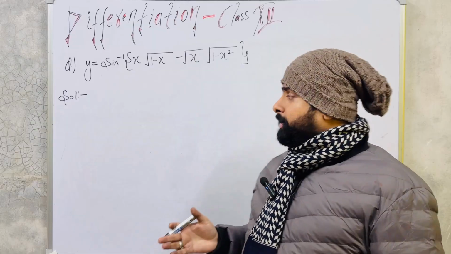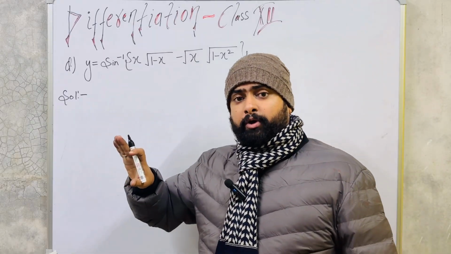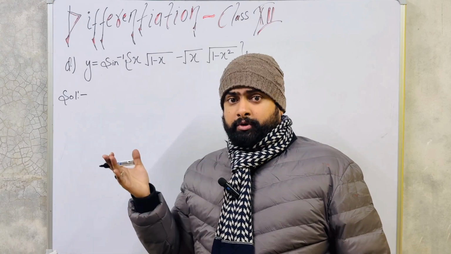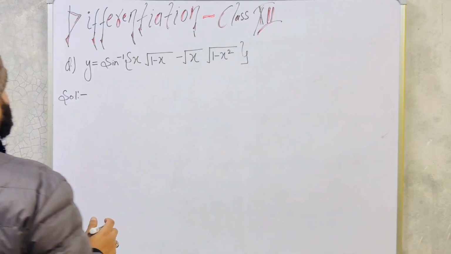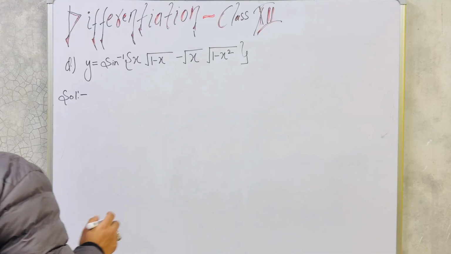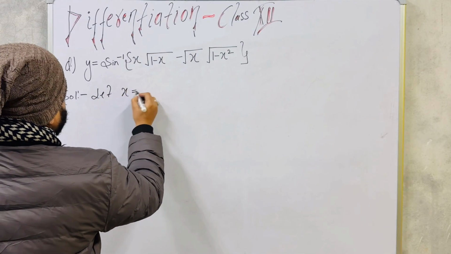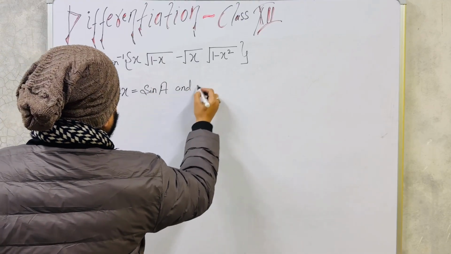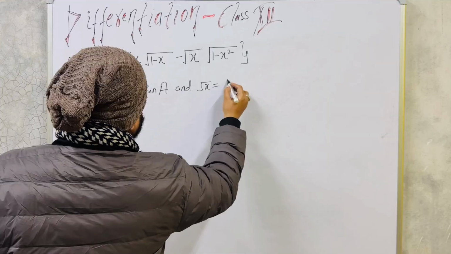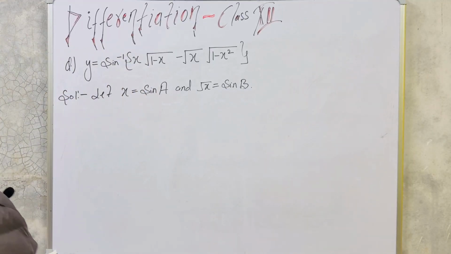The reason for this is that we have to generate the formula of trigonometric terms. Now we have to solve this question to understand what I am saying. Now let x is equal to sine a and under root x is equal to sine b.